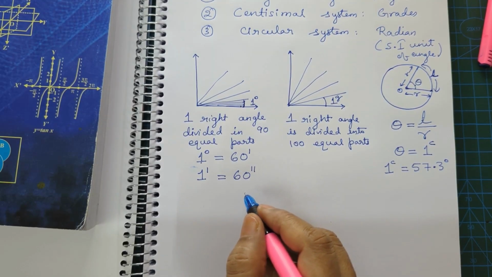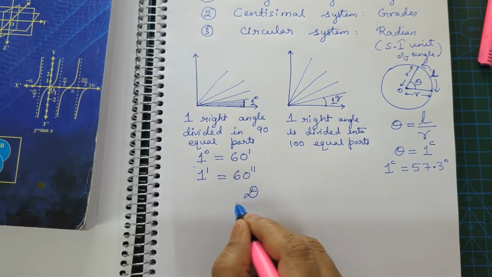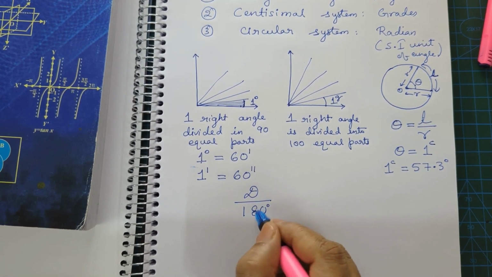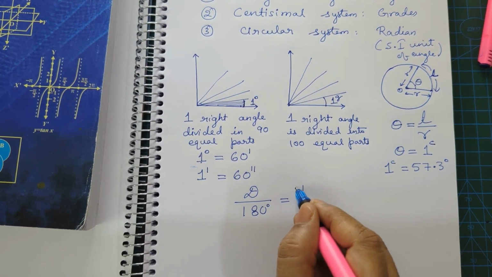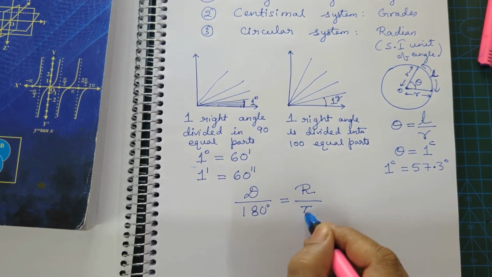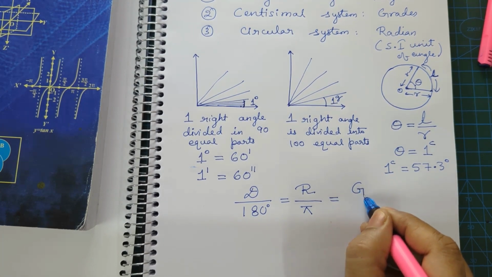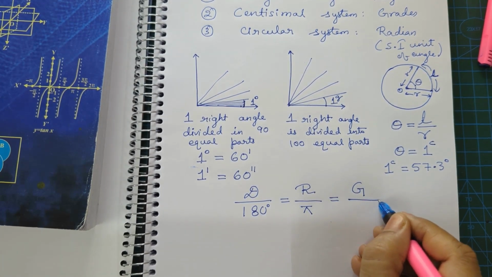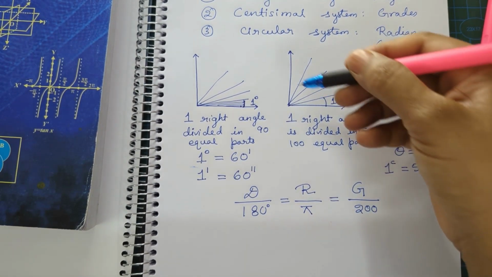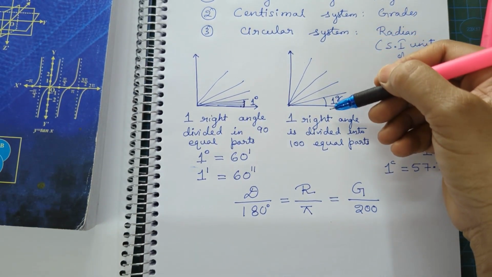In terms of degrees, a straight line has an angle of 180 degrees. This is the same as, in the circular system, that is in terms of radians, one straight line has a pi angle on it. And in terms of the centesimal system, that is grades, one straight line is made up of 200 equal parts. That means when we define one right angle and divide it into 100 equal parts, each part is called a grade.